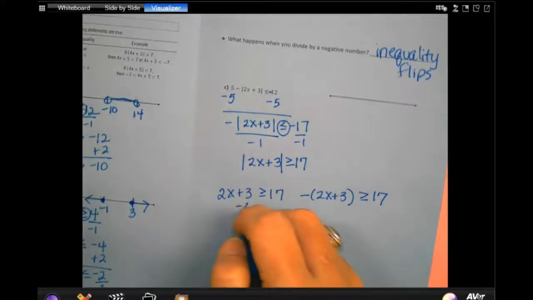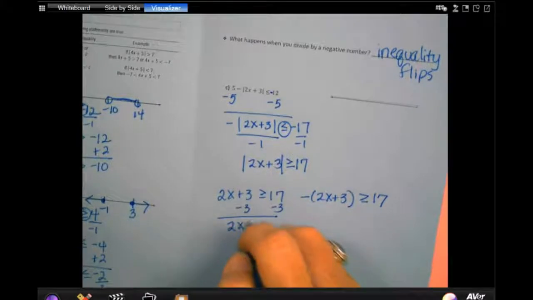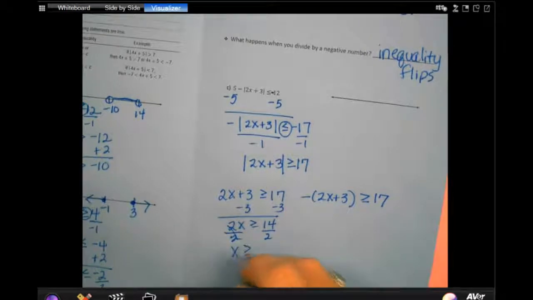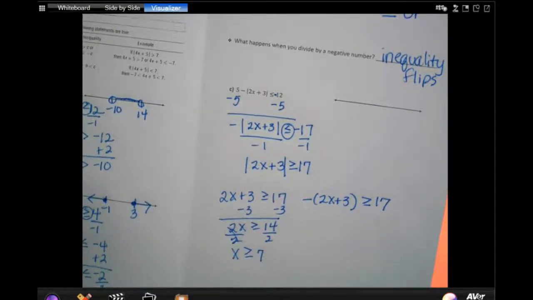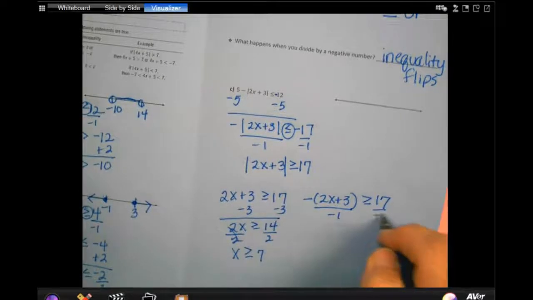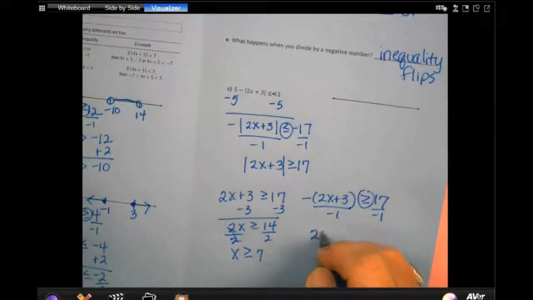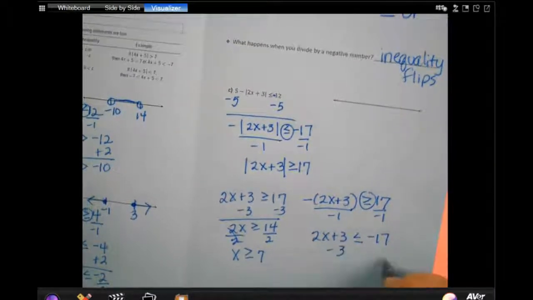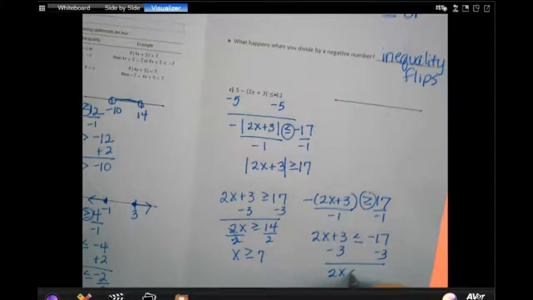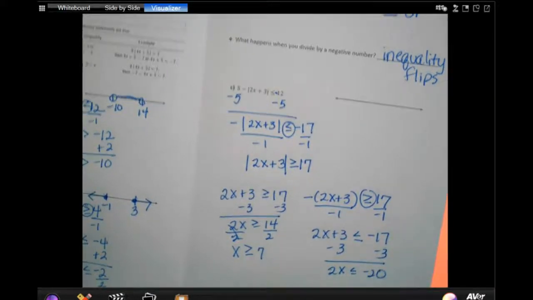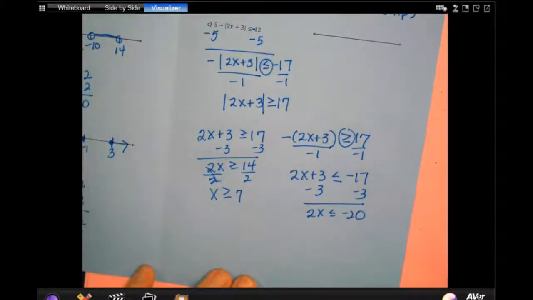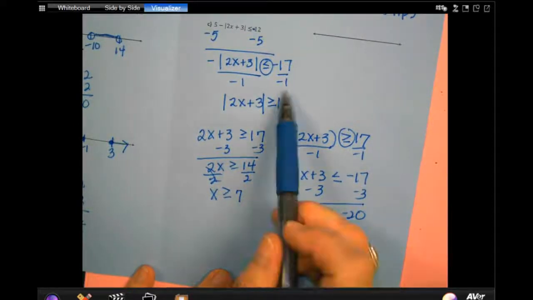Okay, so we're going to subtract 3 and divide by 2. So when I divide by -1, the inequality has to flip. I'm going to subtract 3. Because I divided by -1.